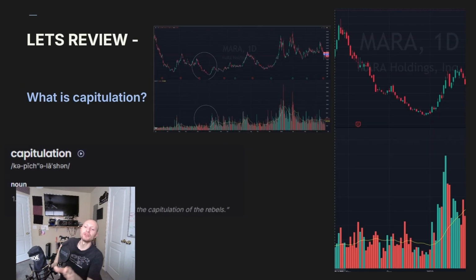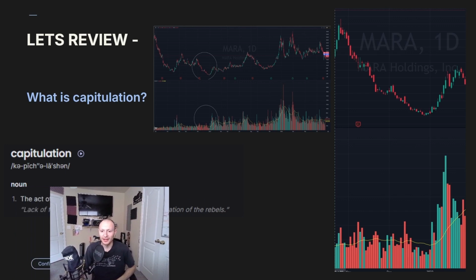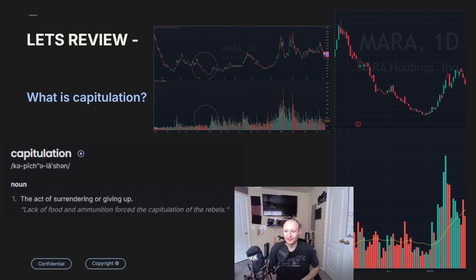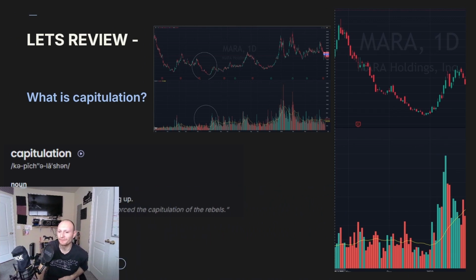So let's review, guys. What is capitulation? Okay, look at this. The act of surrendering or giving up. That's the definition. The act of surrender or giving up. So what do we want to see? We want to see bears getting trapped. We want to see them aggressively getting out.